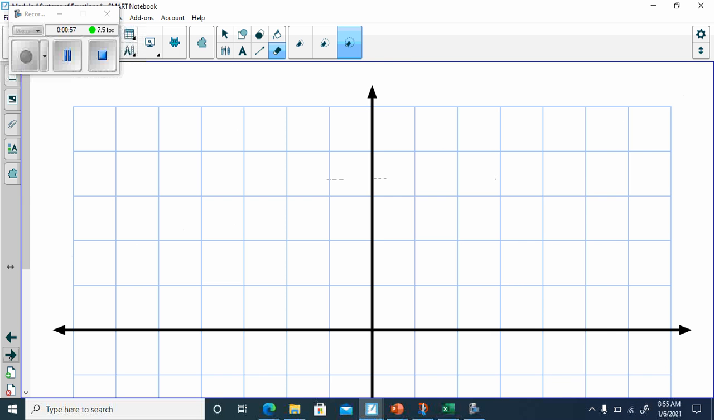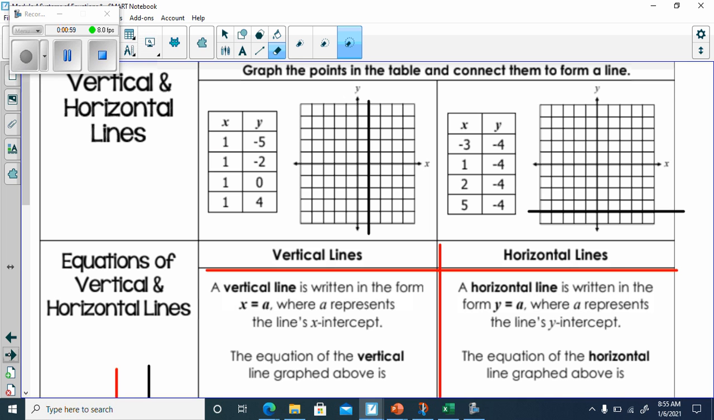The first page in your packet is a piece of graph paper in case you need it. Now let's talk about horizontal and vertical lines. They've given me two examples up here. They've given me data points, and they want me to plot them. Now remember, these are your coordinates here. So we're going to plot these coordinates and see what we get.